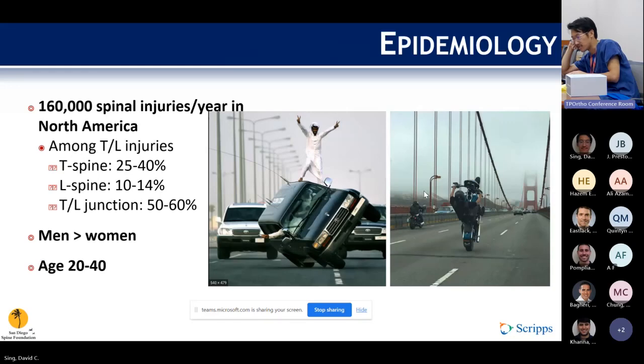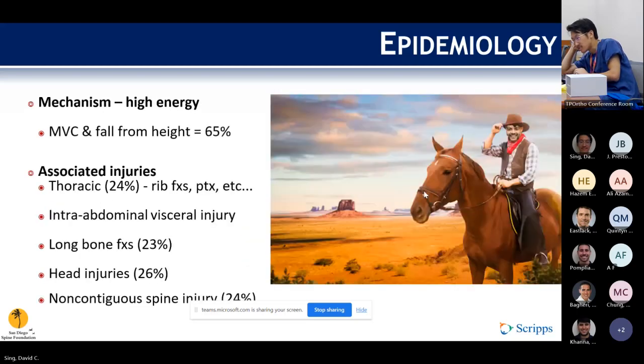The epidemiology of the fractures often has to do with poor decisions. Most commonly, actually, it occurs in the thoracolumbar junction between T11 and L2. More often in younger people, more often in men. Here's a picture from San Francisco on the right, Golden Gate Bridge. And oftentimes the mechanism is very high energy, so fall from height can be, and motor vehicles account for 65% of these injuries.